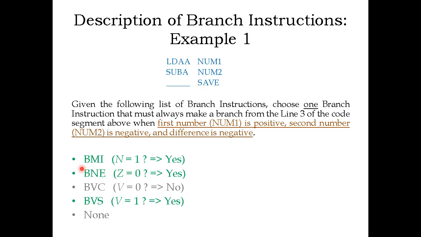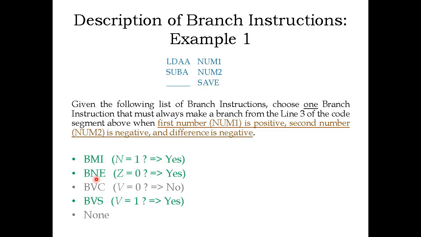To make it a little simpler, what we did in the quiz section is that all you have to do is select one of the correct answers. Why is the first one correct? Because the first one is BMI, which is true when the negative flag is set. How is the negative flag set? If your difference is negative, since you are doing a subtraction. And the difference is negative, already mentioned in the question.